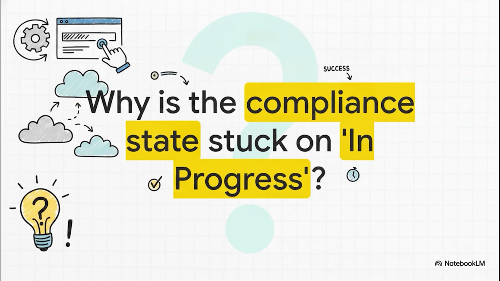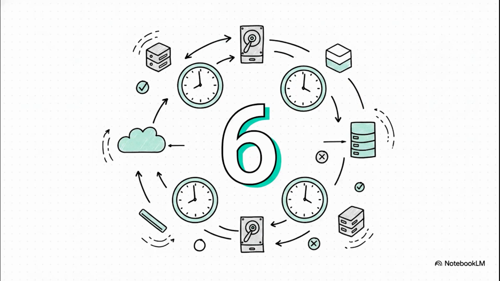Now, if you see a scenario on the exam asking about a delay in compliance realization, you really need to understand the back-end synchronization process. Picture this. An admin applies a policy, checks the dashboard 5 minutes later, and sees it stuck on in progress. Panic sets in, right? They think something is broken, but it's actually working exactly by design. That magic number to remember is 6. It can take up to 6 hours for that in-progress state to update to compliant or non-compliant.